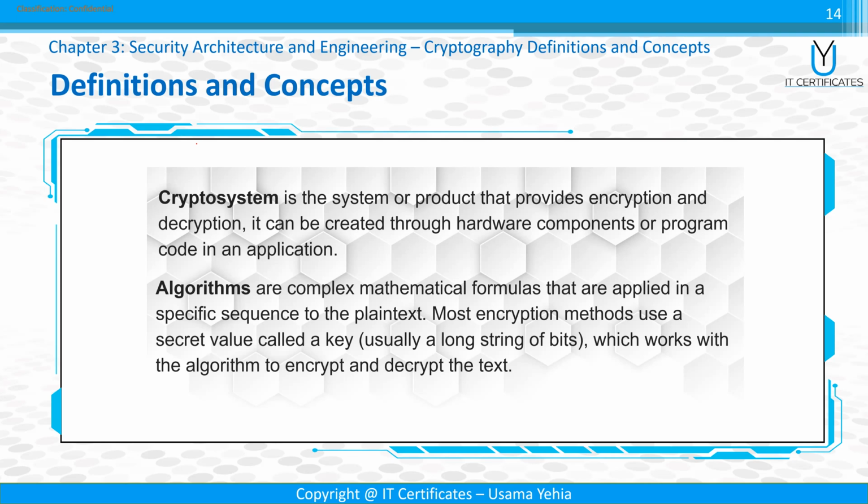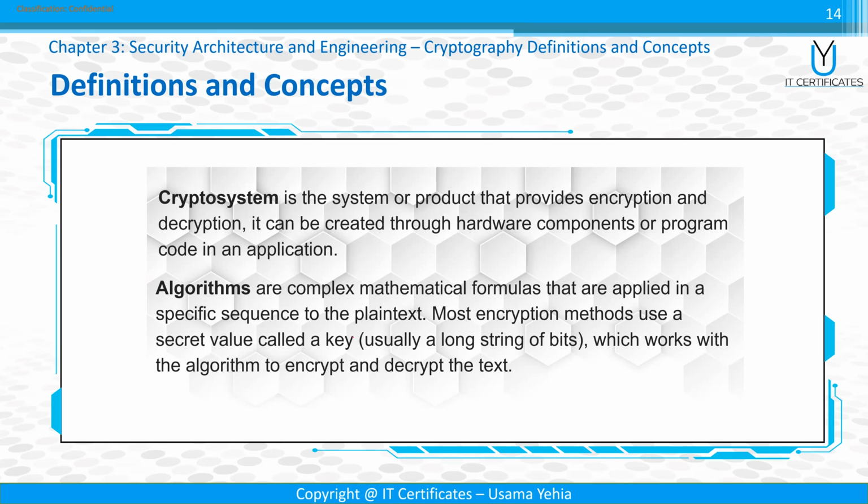It will be applied in a specific sequence to the plain text. This means that I have the plain text, and the algorithm makes some mathematical formulas on this plain text. How this can be done, we will see later when we discuss the keys. But the most important thing I want you to understand is that the algorithm is the method which changes the data in cryptography from clear text into ciphertext, and it is some mathematical formulas or processes done over the data.